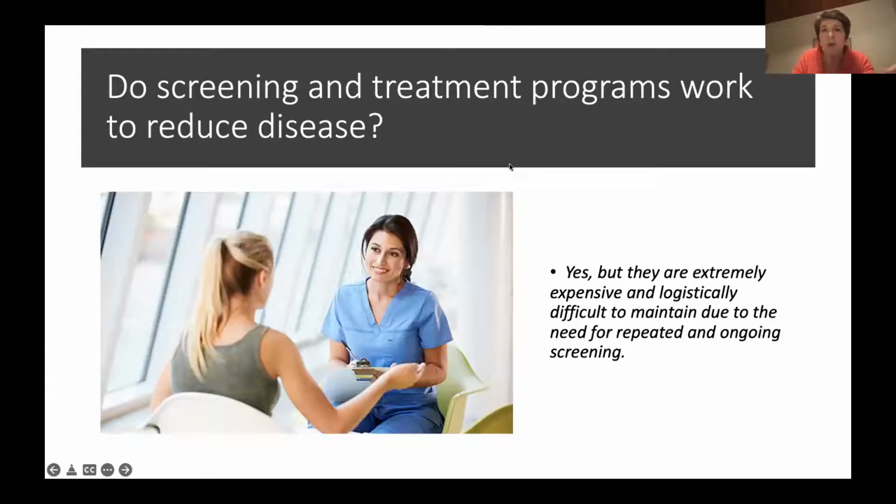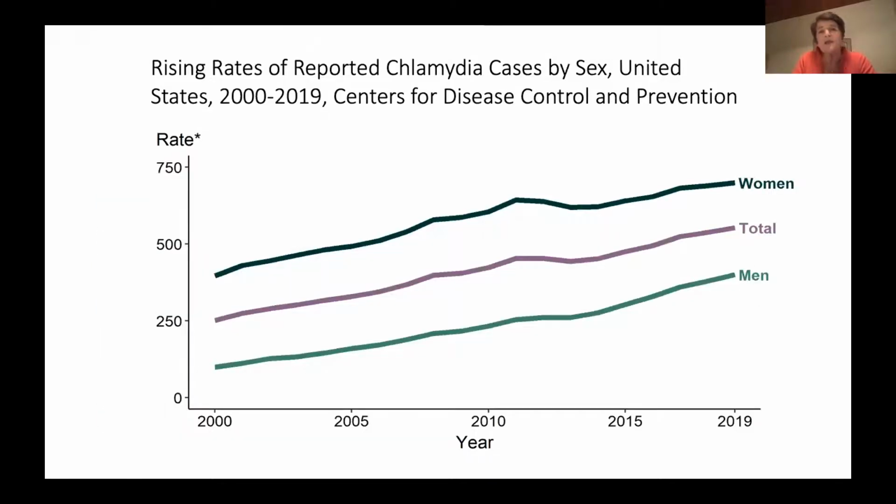Well, screening and treatment programs do work to reduce disease, but you can imagine it's very hard to maintain them. They're extremely expensive and logistically difficult to keep people coming in and being screened and then treating them, and then they go back out and get reinfected. So it requires a very high level of sustained effort to do this. And despite screening and treatment programs in the United States, we're seeing these rates of chlamydia continue to rise. You can see these are the rates in women, which are higher than men, likely because women are more often screened. But there's definitely no decrease in sight over the past 20 years.